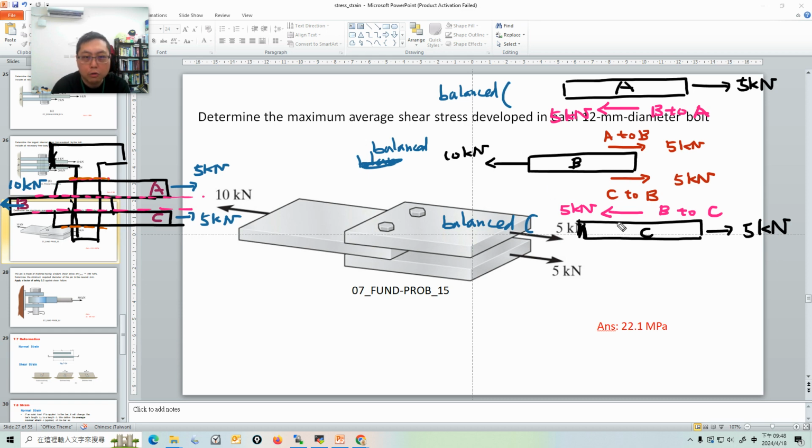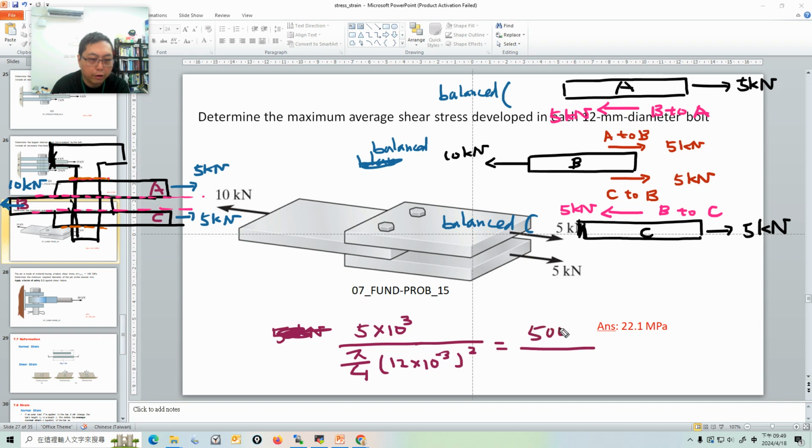Okay, so we see what's the magnitude of the shear force. Shear force here, here, here, and we found it's all 5 kilonewton. So the shear force is actually 5 times 10 to the power 3 newton, and we divide it by the area, which is pi over 4 times the diameter, 12 millimeter, so it's 12 times 10 to the power minus 3, squared. Let's see what the value is.